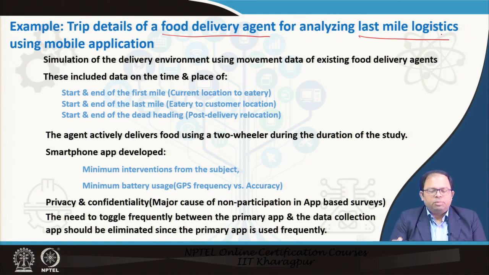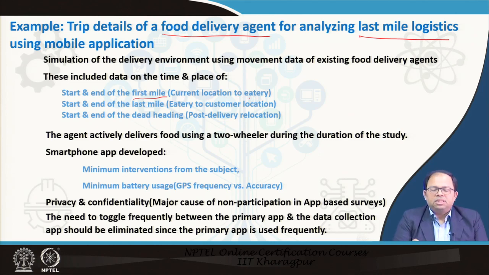And in this particular research, a simulation of the delivery environment using movement data of existing food delivery agents was developed. That means for the entire delivery environment, a particular neighborhood or zone, the movement of all the different food delivery agents was simulated. And this included data on the time and place of the start and end of the first mile. First mile means current location to eatery.